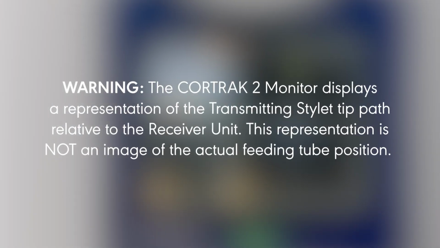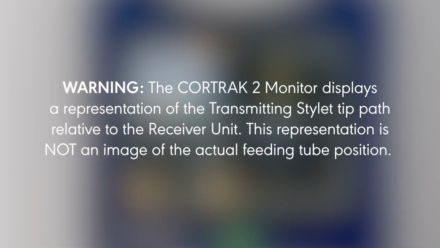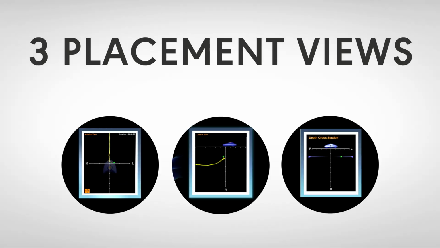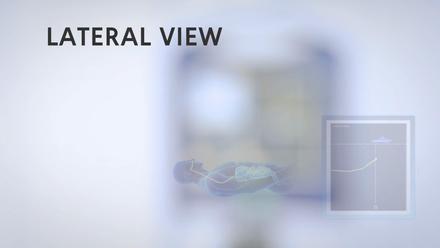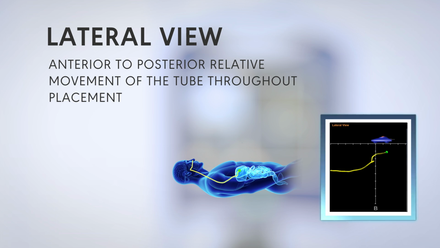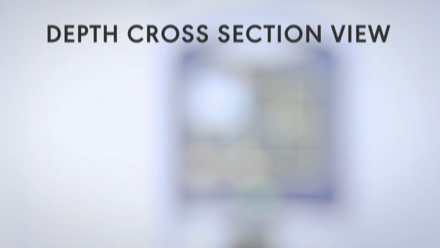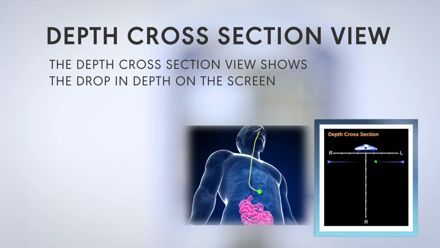Warning: the CORTRAK 2 monitor displays a representation of the transmitting stylet tip path relative to the receiver unit. This representation is not an image of the actual feeding tube position. There are 3 placement views. The anterior view shows a 2D view of the tube path. The lateral view shows the anterior to posterior relative movement of the tube throughout placement. The depth cross-section view shows the drop in depth on the screen.